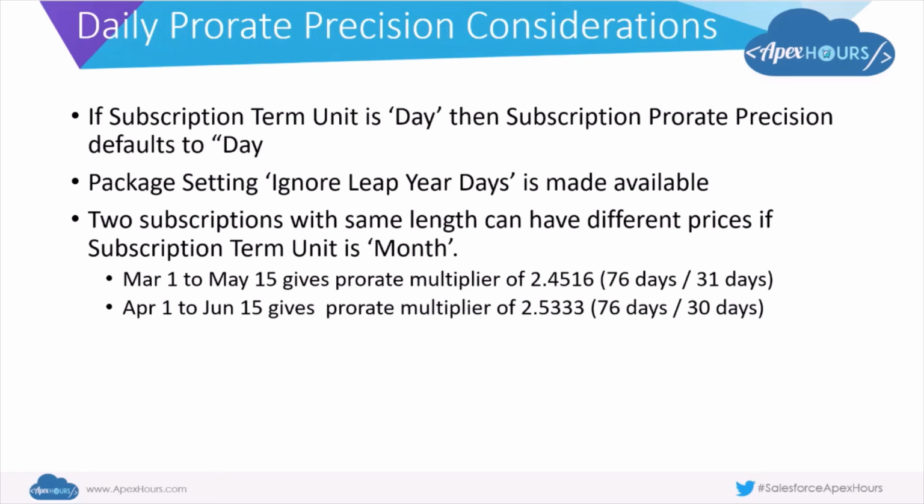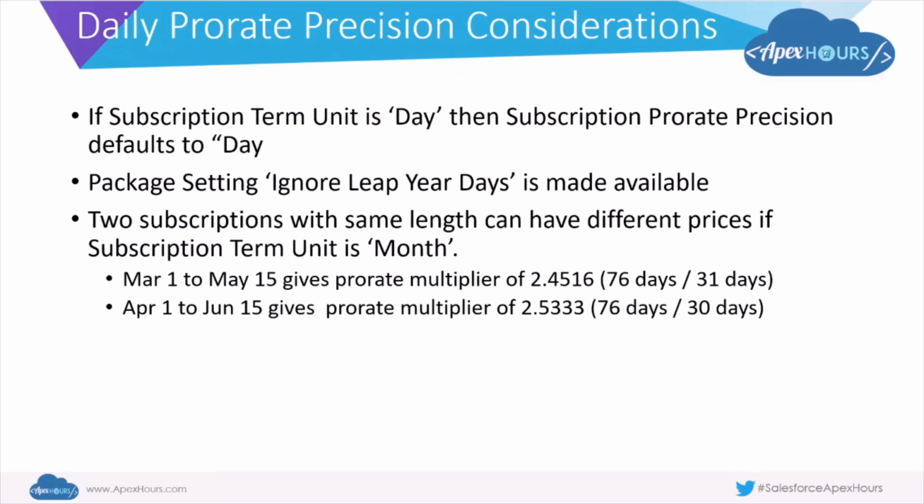If you have a subscription which starts on March 1st and ends on May 15th, which is a span of 76 days, what the system does is divide that by the number of days in the first month of the subscription. So how many days there are in March is what it takes as the denominator. So it does 76 days divided by 31 days in March to give you a 2.4516 prorate multiplier.